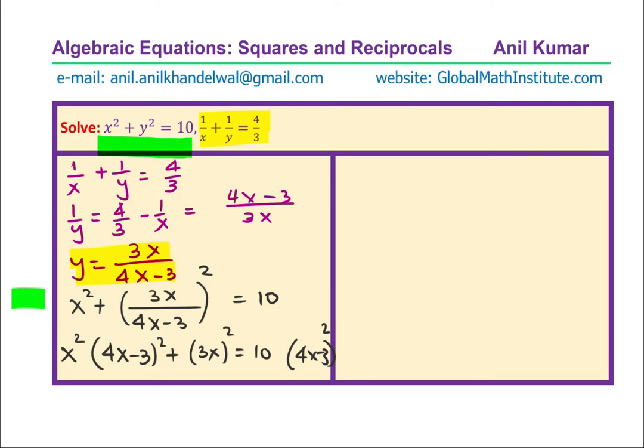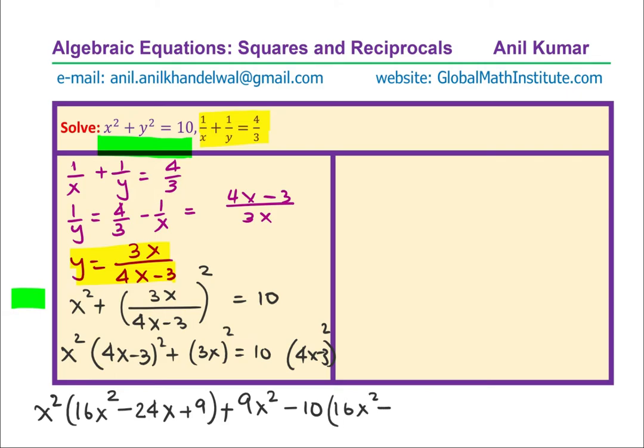Let's do it. So (4x minus 3) whole squared, if you expand, you get 16x squared minus 2ab, so 6 times 4, 24x, plus 3 squared, which is 9. Plus 9x squared. Now bringing these terms to the left hand side, we get 10 times (4x minus 3) whole squared, which is the same as 16x squared minus 24x plus 9. Now you can open this and simplify, writing each term. So 16x to the power of 4, and we get 10 minus 160 x to the power of 4.